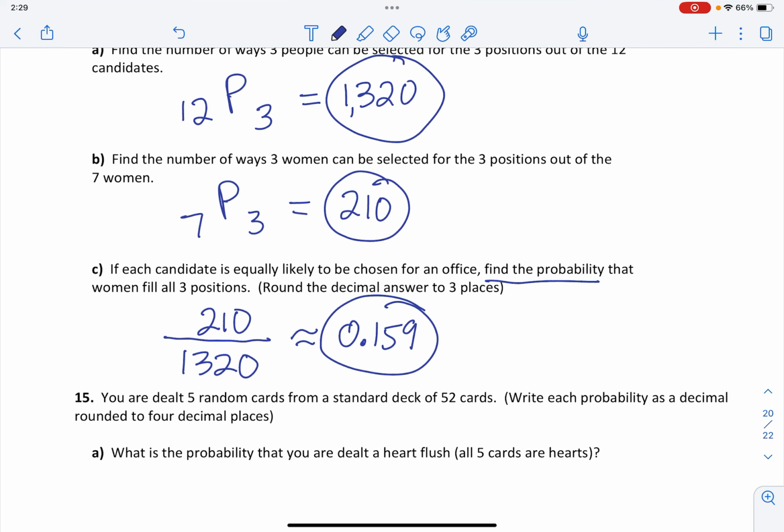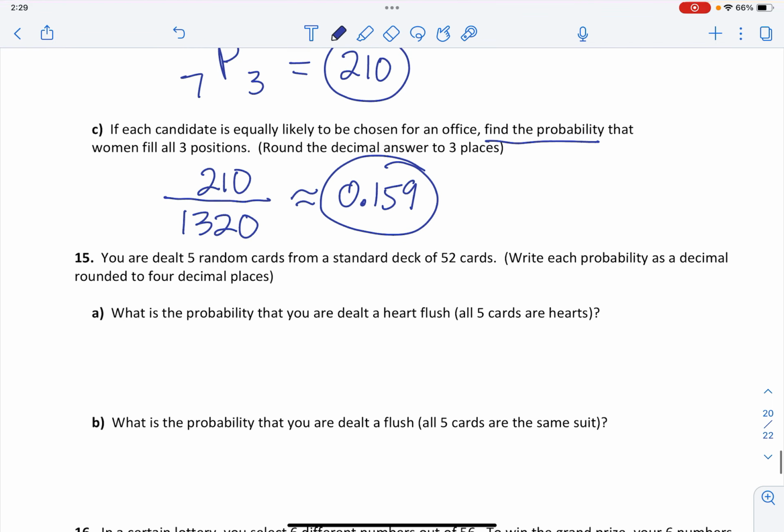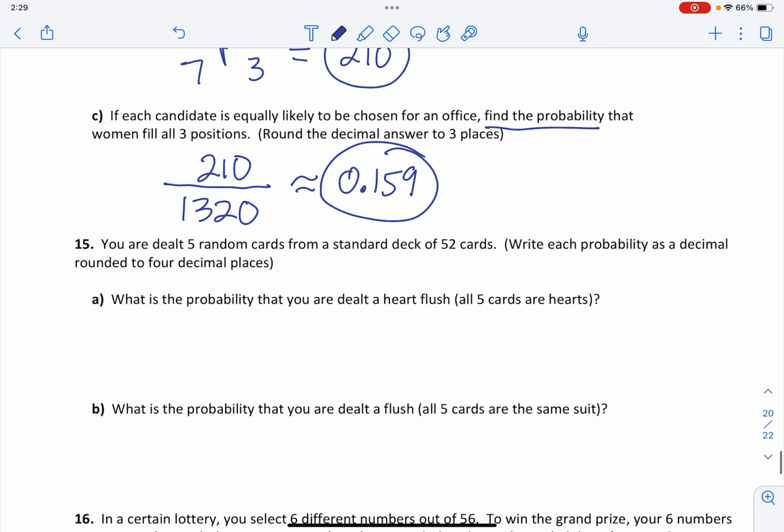Here's another example. You're dealt 5 random cards from 52. This is like a poker example. Poker, collections of cards, that's always C, because the order of the cards doesn't matter. If you're holding them in your hand, you have the same hand regardless of how you put them in order. So we're going to do combination for this one. What's the probability that you're dealt a heart flush? All 5 cards are hearts.